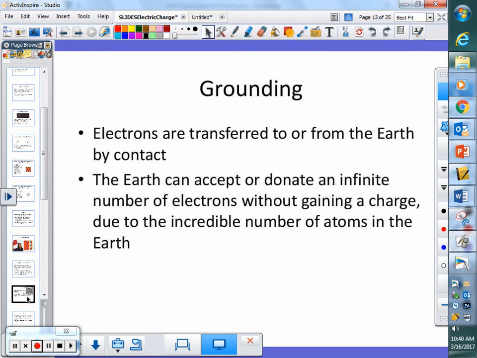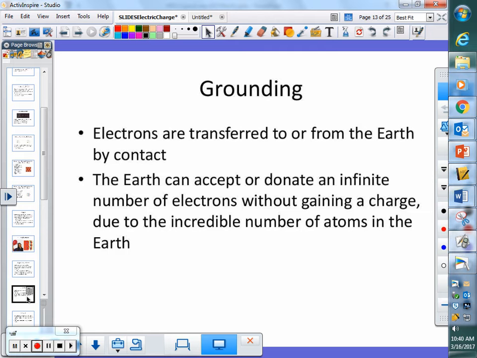When we ground something, what are we doing? We're connecting it to what? The earth, right? And that allows electrons to either move into the earth or move out of the earth. But because the earth is so big, it doesn't necessarily end up with a positive or negative charge, even though it gains electrons or loses electrons. Okay? Good there. All right.